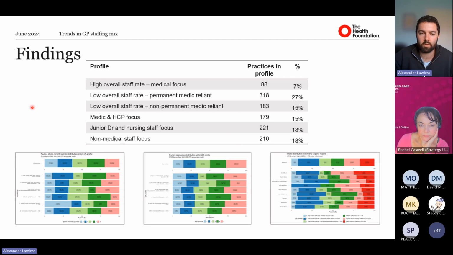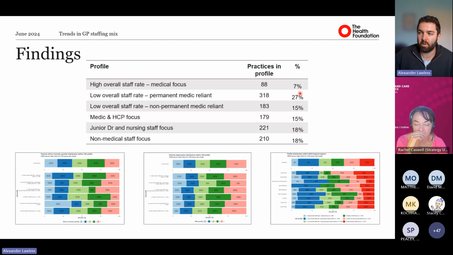It's a tool that condenses 5 or 6 measures of staffing levels into one single metric, which we can then apply and link to other variables of interest. So just at the high level, the distribution of practices within our profiles looks a bit like this. So the least populated profile in terms of practices is the high overall staff rate. So they exist in the data, but not at particularly high levels.